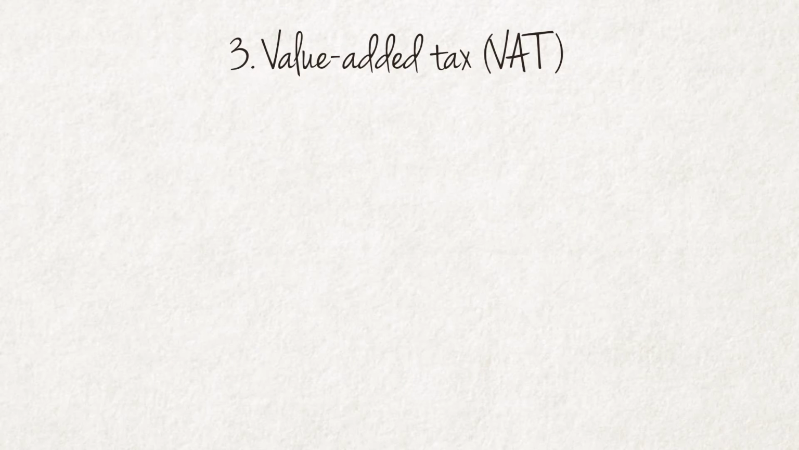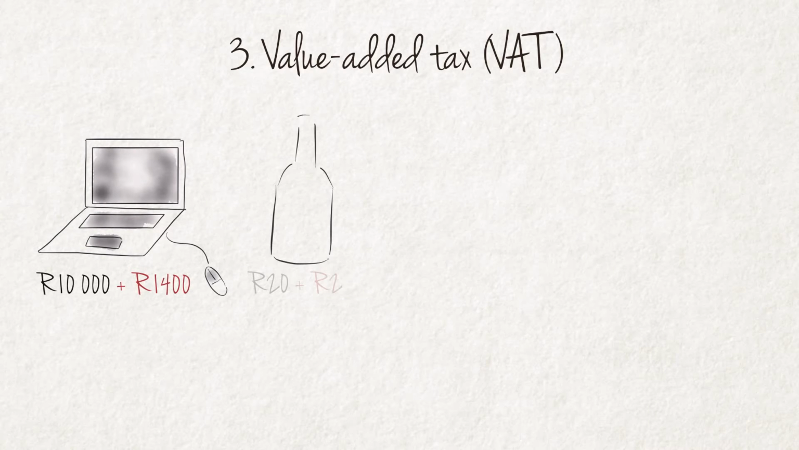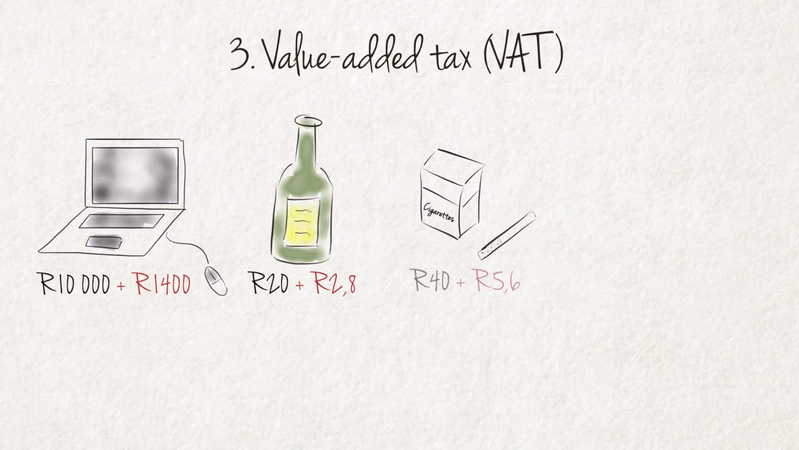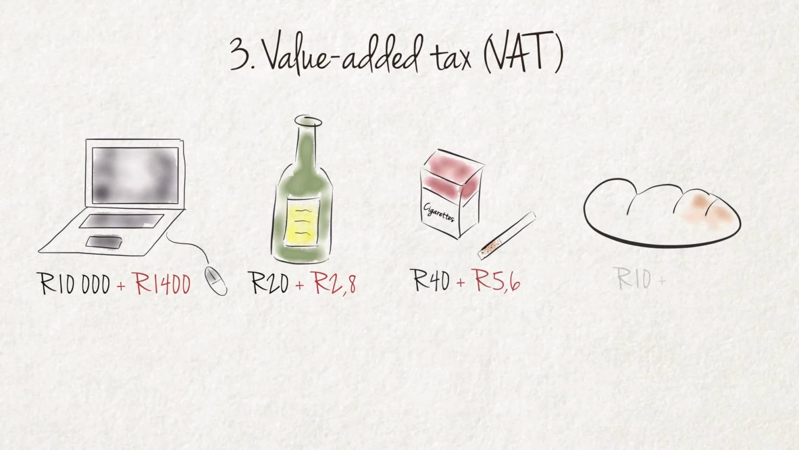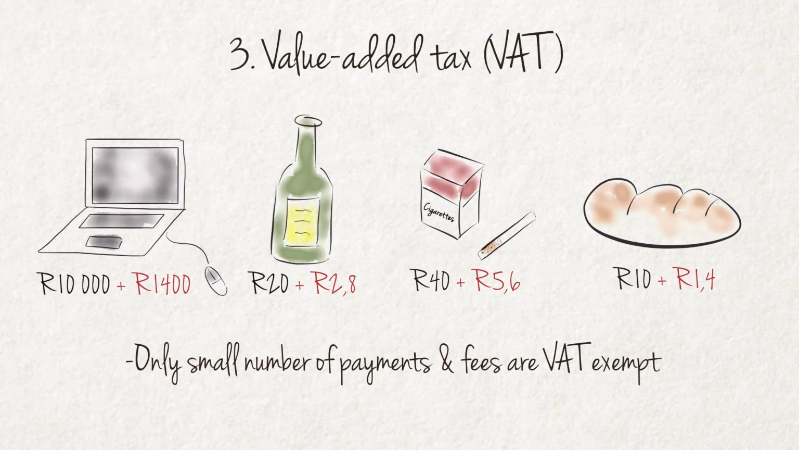Value-added tax, VAT. Value-added tax, commonly known as VAT, is the second important form of government revenue. VAT is charged on all transactions and paid on most purchases. Only a small number of payments and fees, for instance, penalties and license payments, are VAT exempt. All people, irrespective of whether they are poor or wealthy, pay VAT.